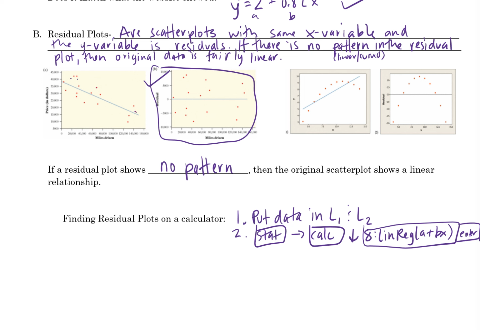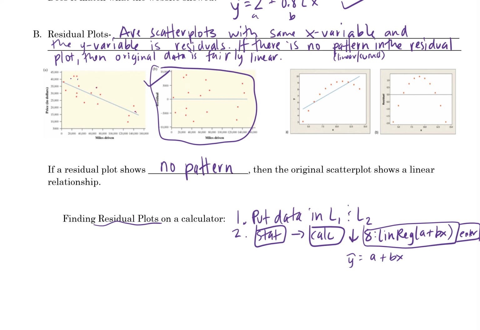You're not going to use any of that data. Yet again, your calculator is going to spit out Y hat, or A and B. At this point, you don't care. But you cannot find a residual plot unless you have done this first.